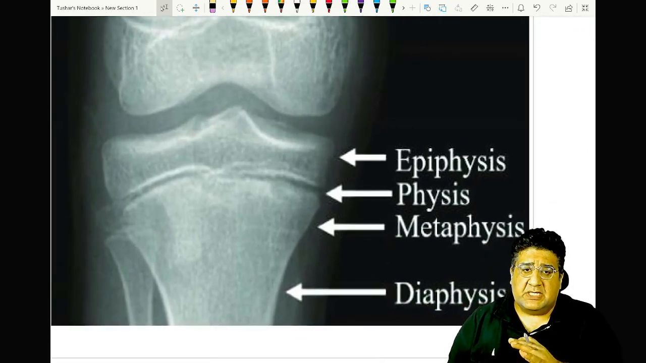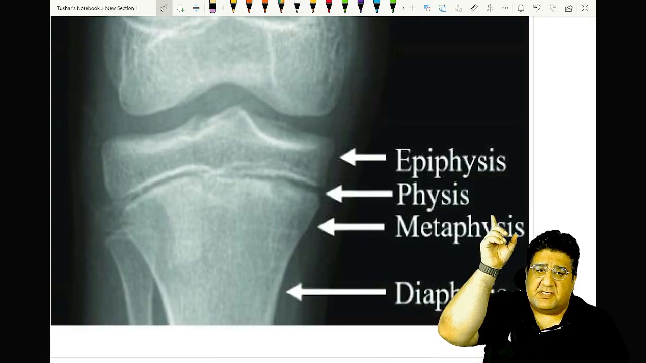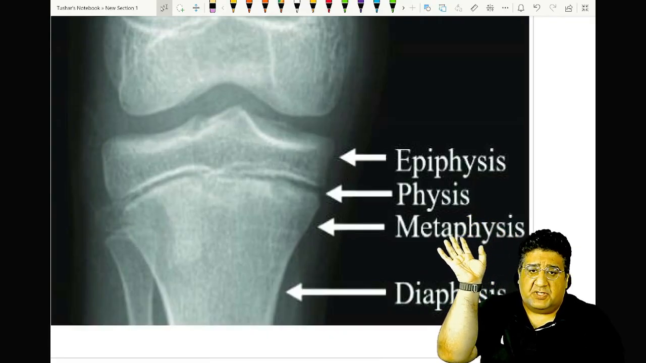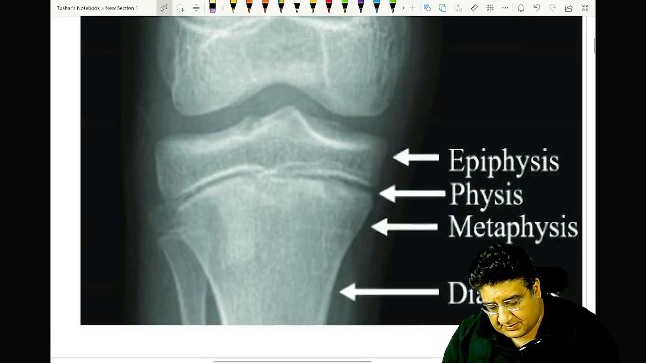So I'm sure you all can see here, one layer is the epiphysis. Then you have the physis, which is the growth plate. Then you can see this area, which is the metaphysis. And then you have the shaft, the diaphysis.